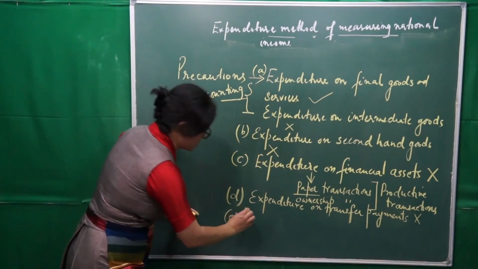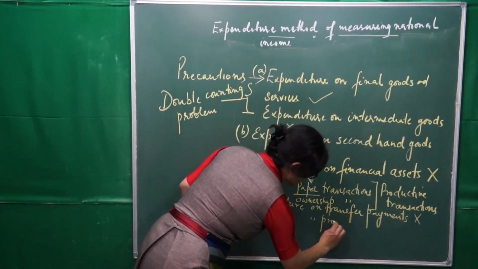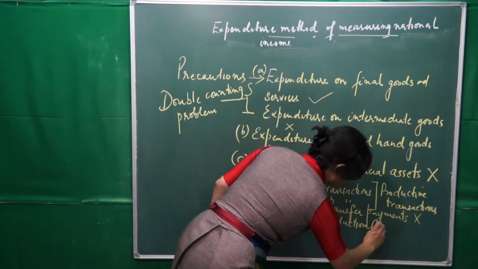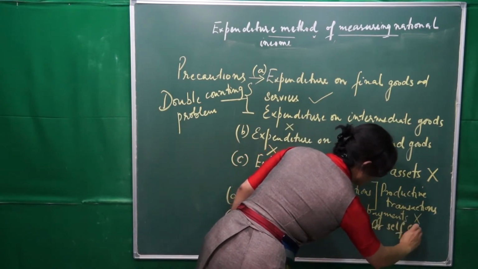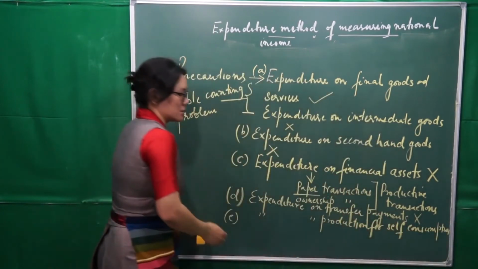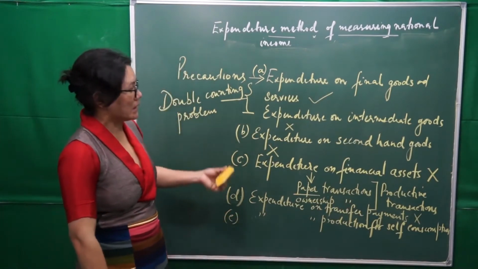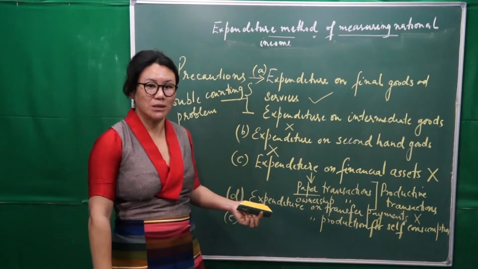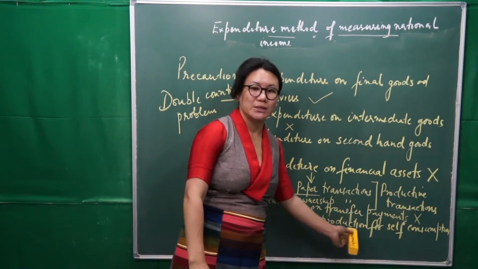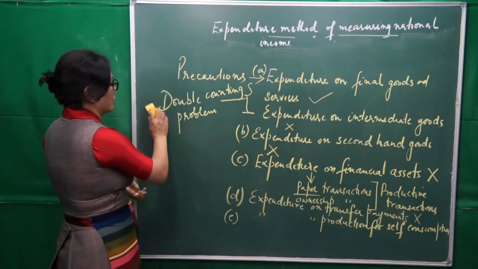Okay. Then we have production for self-consumption. Expenditure incurred on production for self-consumption. So this one is included in this method. Why is it included here? Because see here, they are doing production. Production activity is taking place here.